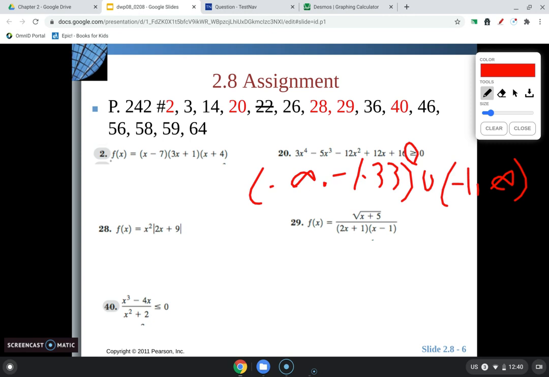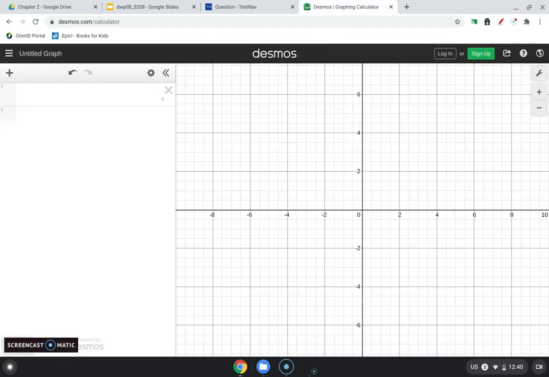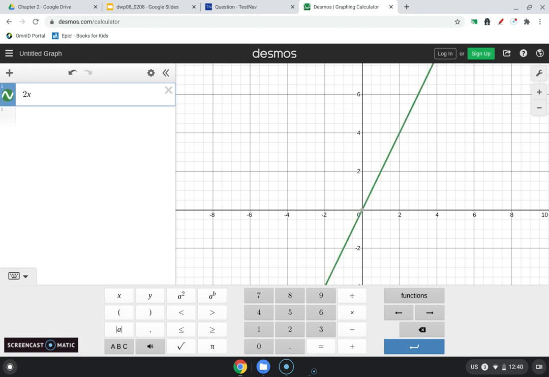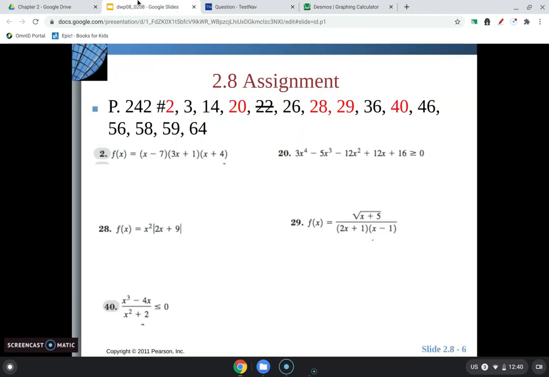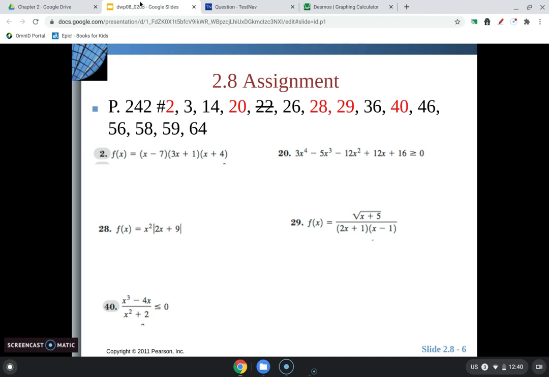All right, 28. 28 says 0, undefined, positive, and negative. Here we go. Desmos time. So we got 2x times absolute value of 2x minus 9. Whoops, x squared. Absolute value 2x plus 9.